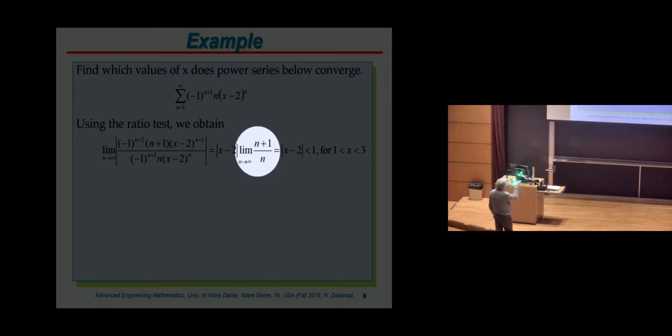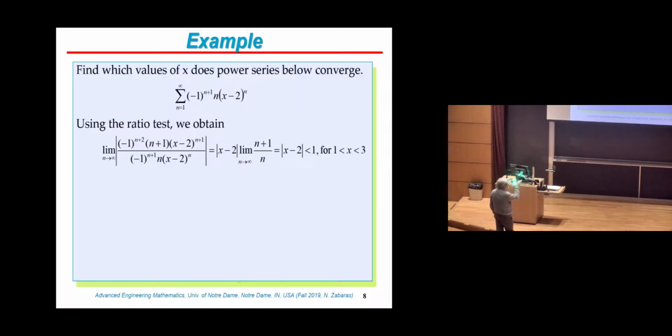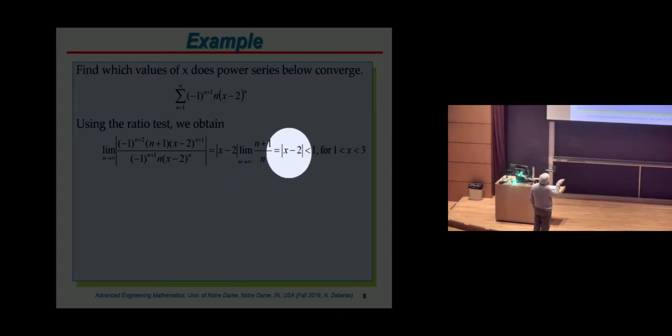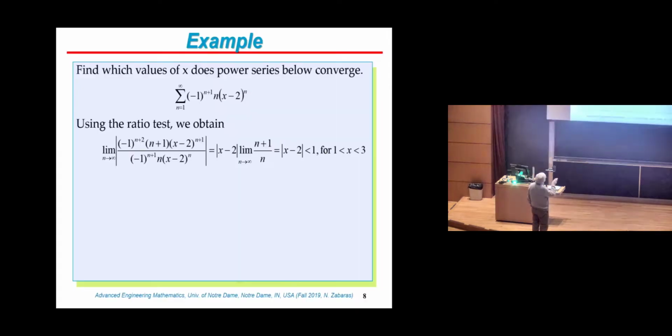Everybody can see that, right? As n gets bigger and bigger, n plus 1 over n is about 1. So you get the absolute value of x minus 2. So this has to be less than 1 for absolute convergence. And what does that mean for x? It means that it has to be between 1 and 3. So this series converges in an absolute sense when x is between 1 and 3. Let me ask the following. How about x equal 1 and x equal 3? Do these series converge?